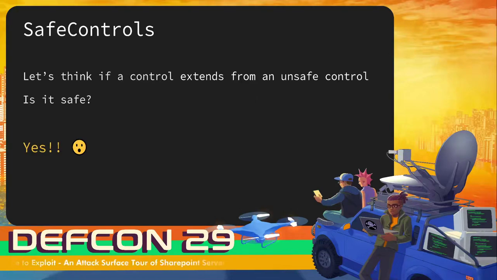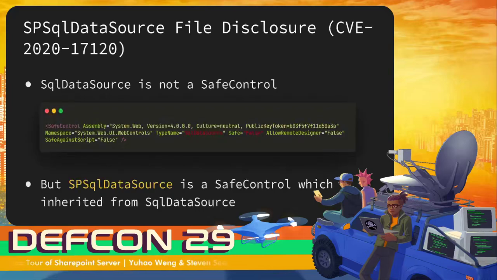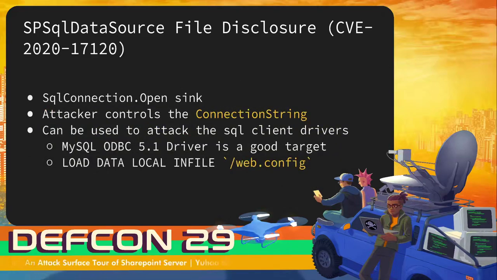Let's see: if a control is derived from an unsafe control, is it safe? Yes, actually. For example, if we look into the web.config file and we see SqlDataSource, it is defined as an unsafe control. But as it turned out, there is a particular class called SPSqlDataSource that extends from SqlDataSource. This particular control is not blocked in the web.config. It was possible to reach a SQL connection to open. An attacker can control the connection string properties, and it can be used to attack the client drivers on the server itself. We saw this in earlier research. It is interesting because not many people sat down and looked into attacking SQL drivers on the client side. But overall, the MySQL driver is interesting.